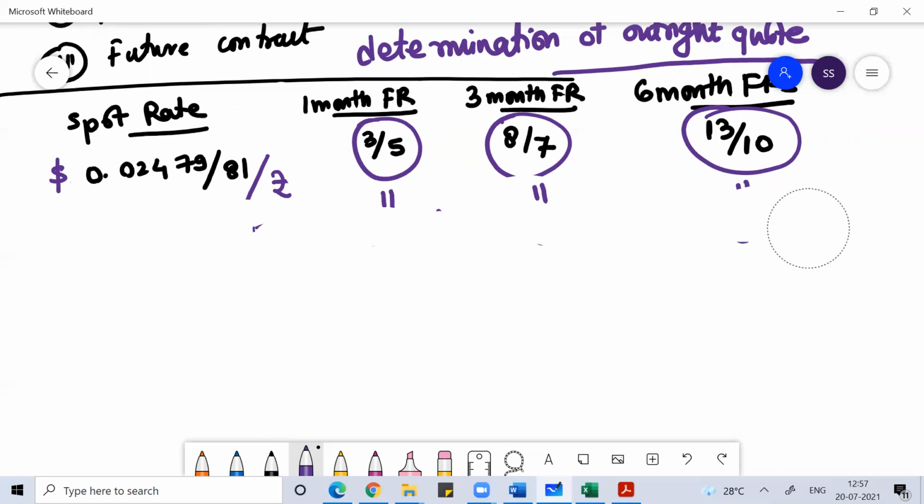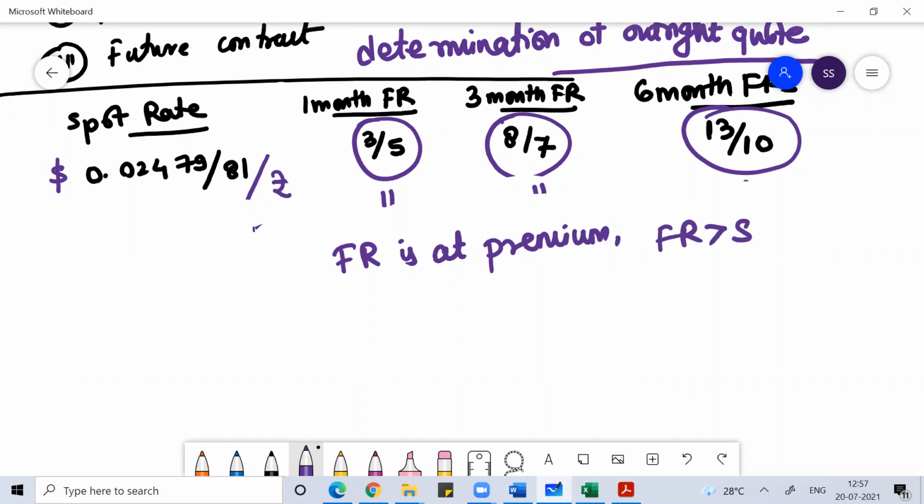Okay, now what is premium? If the forward rate is at premium, what does this mean? It means your forward rate is more than the spot rate. Okay, if your forward rate is at discount, what does this mean? It means your spot rate is more than the forward rate.